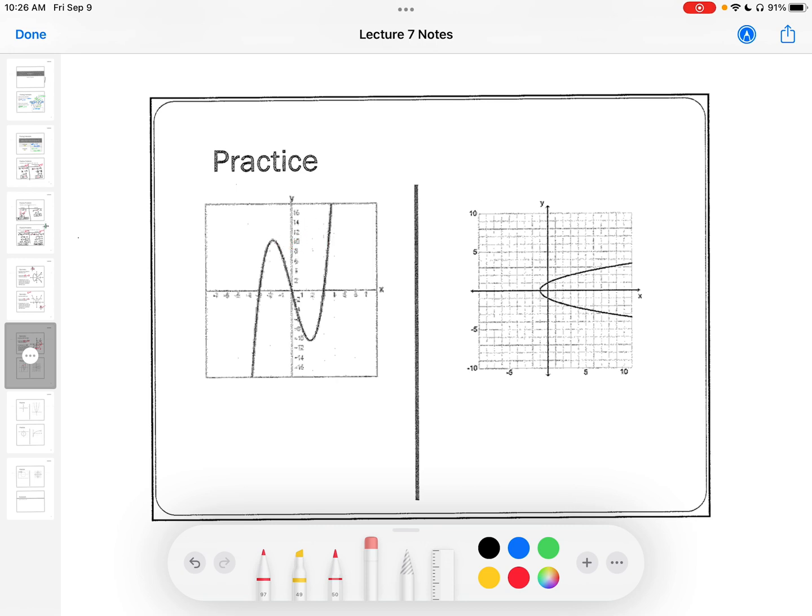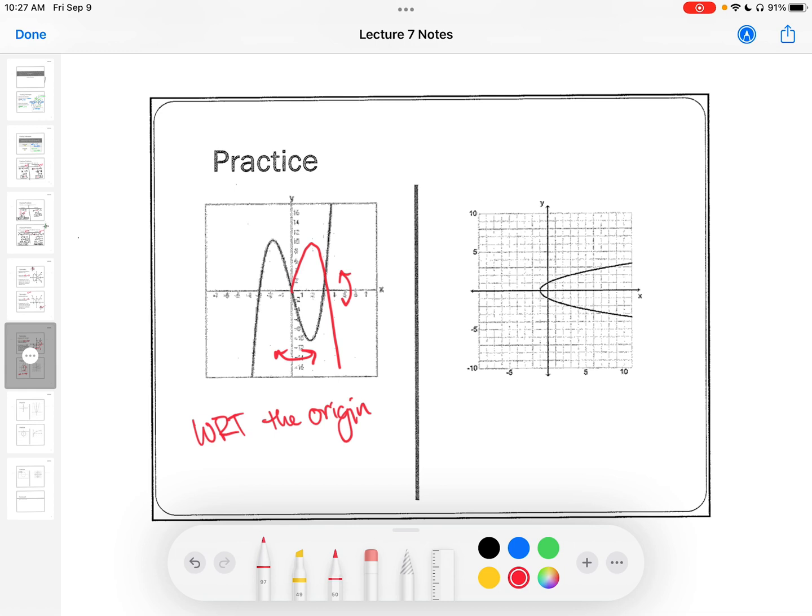Okay. Now, is it symmetric with respect to the origin? Well, let's say that I flipped this here. Okay. If I flip this here, it would look like that. And then if I flip this here, would that match up? Yes. So this is symmetric with respect to the origin.